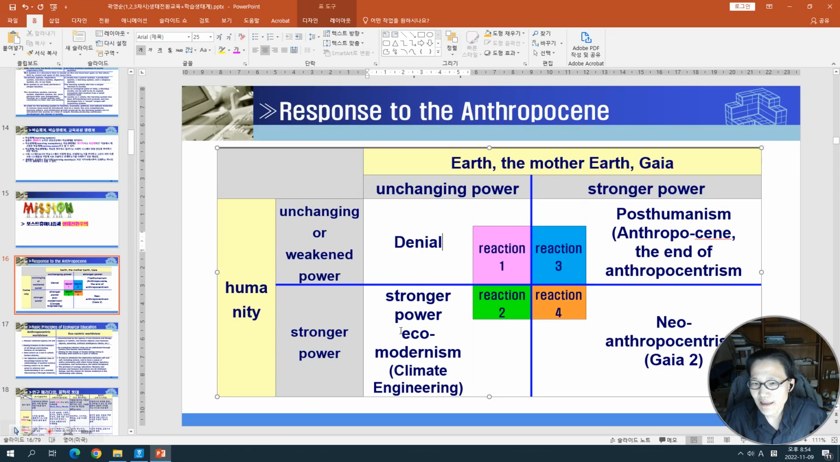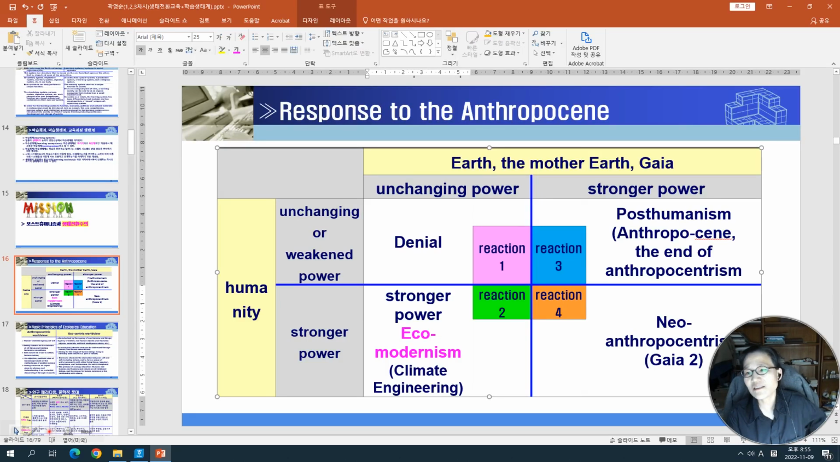Reaction two is we will overcome the climate crisis. Okay, with a stronger human power, we will overcome today's climate crisis. It's also called climate engineering. Whenever you hear about engineering, it's a human intervening. We are doing some engineering to make our life better. So with climate engineering, we will have another glorious time. It's called eco-modernism, which means we will overcome this climate crisis and we will have another glorious time again through climate engineering. That's reaction two.